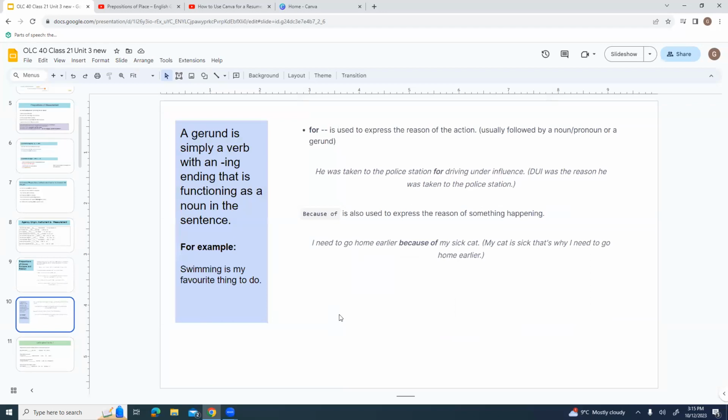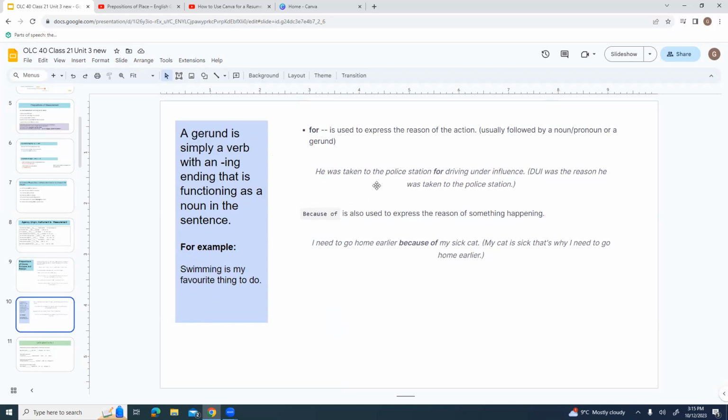For is also used. It's usually followed by a noun, pronoun, or a gerund. A gerund is just a verb that's acting as a noun in that sentence. So, for example, swimming is my favorite thing to do. Swimming is normally a verb, but in this case, we're using it as a noun to describe the activity.